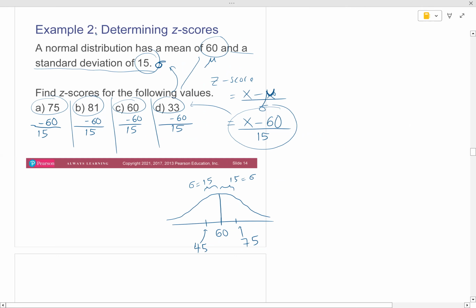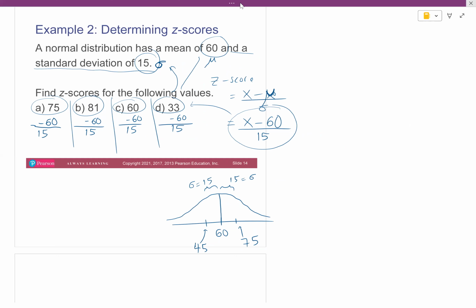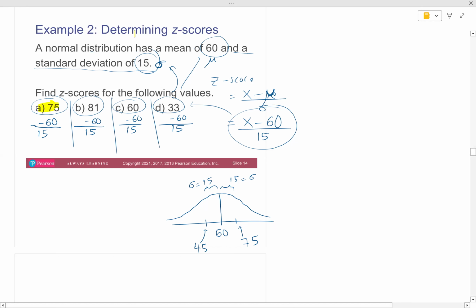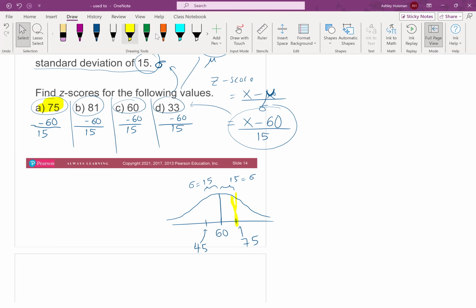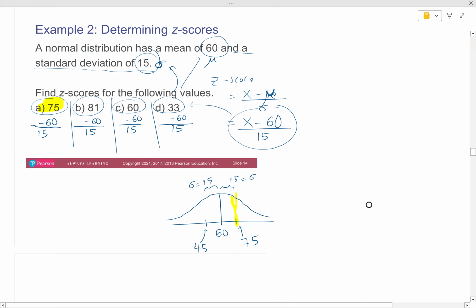I'm drawing that because I'm expecting, let's say this first one here is 75, where is he? I'm expecting him to be right here. Anyway, we'll see how the z-score looks for that. For the first one, 75 goes in the formula for x. 75 minus 60 is 15, but I'm dividing by 15, so it's 1. In that case, my z-score is 1 for 75.